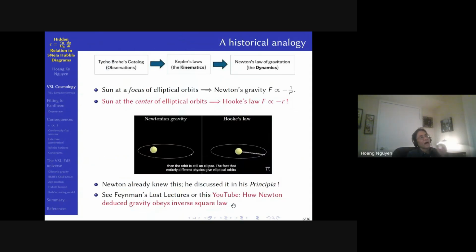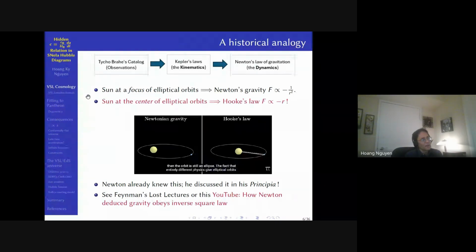Right? And in history, there was one beautiful example. That is the case in the 1600s, 1619, by Johann Kepler. So he started from the Tycho Brahe catalog of planets in motion. Then he derived the three laws of motion for planets. That is kinematics. And about 50 years later, Newton started from Kepler's laws to derive his universal law of gravitation. So that means that in this example, they start from observations, and they come up with kinematics, and afterwards they come up with dynamics.